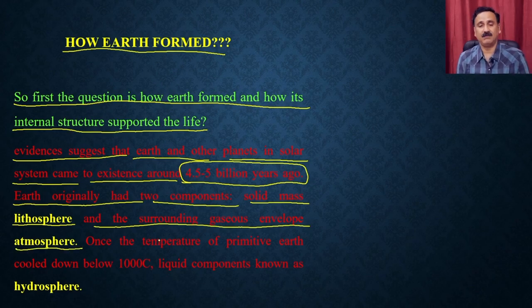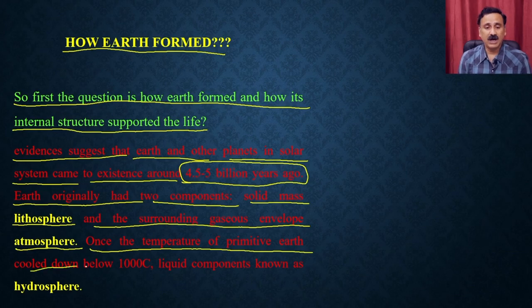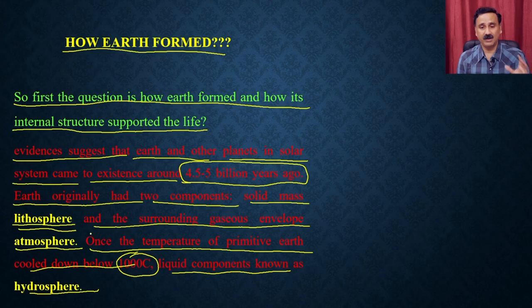You know all this, right, that you have two major components. One is the solid mass, which is called the lithosphere and is commonly called the surface, and the atmosphere, the air around it. Once the temperature of the primitive earth cooled down below 2000 degrees Celsius, the liquid component also came, which is called the hydrosphere. So you have three components: the lithosphere, which is the solid mass, the air part, which is the atmosphere, and the water part, which is the hydrosphere.